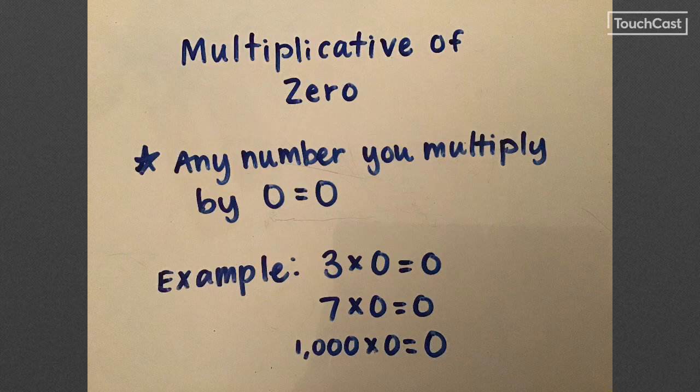So these are our properties of multiplication and addition. So now I want you to do some practice on a Google form to identify the different properties.